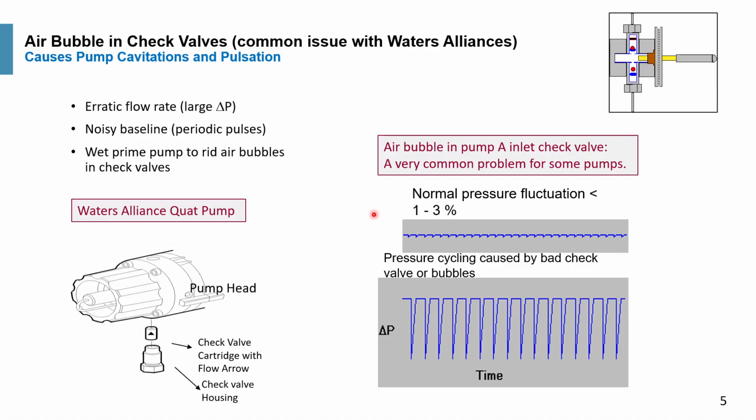A normal pressure fluctuation when the pump is operating normally is below 1% to 3%. When a bubble is trapped in the check valve, you have very erratic behavior, giving you cavitation. So, as we mentioned, this is common in the Waters Alliance quaternary pump.